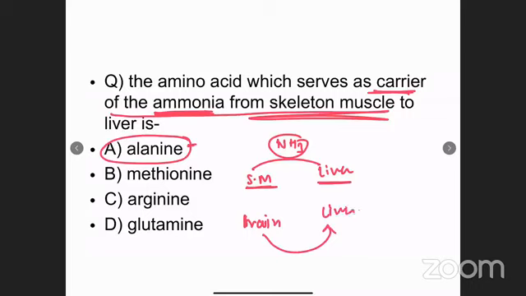If the same question is asked from brain, who is going to transport from brain to liver? Then the answer will be glutamine. Both questions have already been asked in your exam. The name of the transporter from brain is glutamine, and from the skeletal muscle it is alanine.